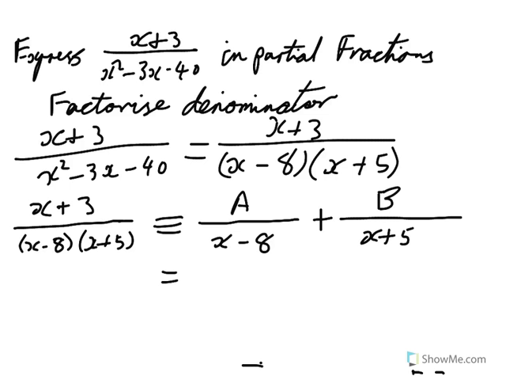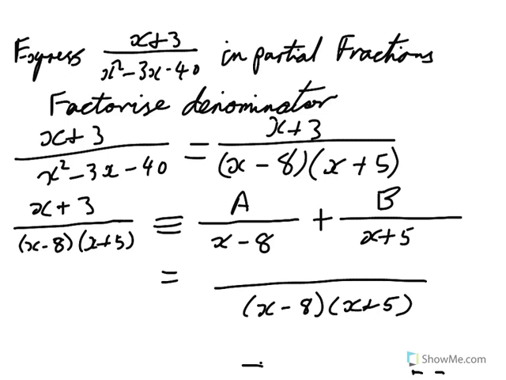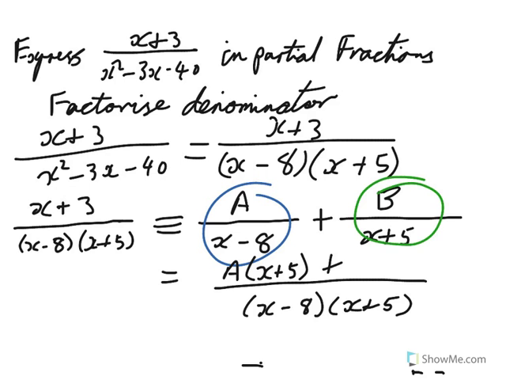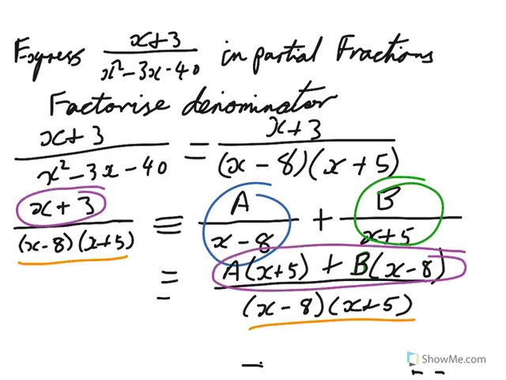So first bit of making them look the same is put them over the same denominator. So there it is. Now, of course, over here, the left-hand one, we have to multiply top and bottom by x plus 5, so it's A times x plus 5. And the other one, we've got to multiply top and bottom by x take 8, so it's B times x take 8. And so those two things are equivalent. Now, you'll notice here that our denominators are exactly the same. So if these two things are equivalent, i.e. the same, that means that our numerators have got to be the same.